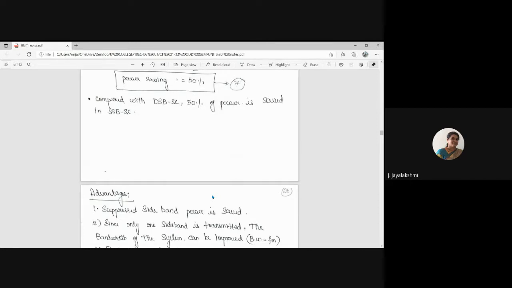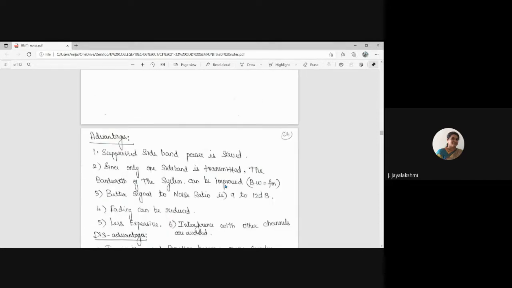So what is the advantage? Why do we go for this? It has major advantages compared to the first two scenarios, because in the first case the carrier, which doesn't have the information, is also transmitted, and we waste most of the power. Here, with the single sideband suppressed carrier, more power is saved. Only one sideband is transmitted, so the bandwidth required is FM only, not 2FM. In the previous two cases, it was 2FM.